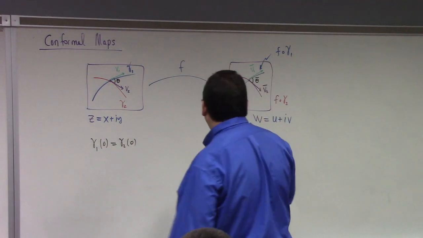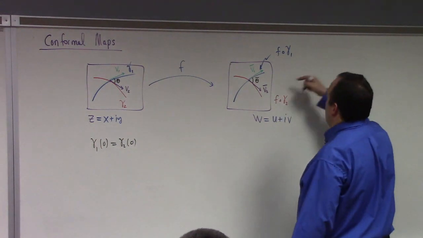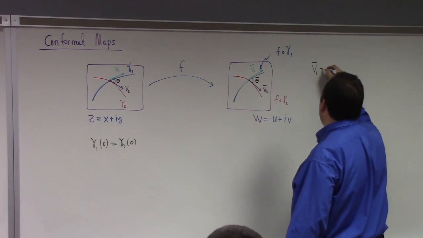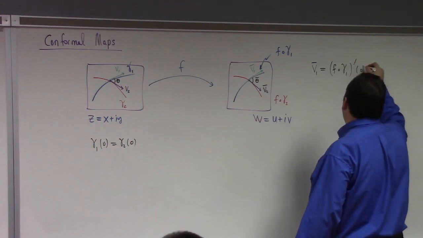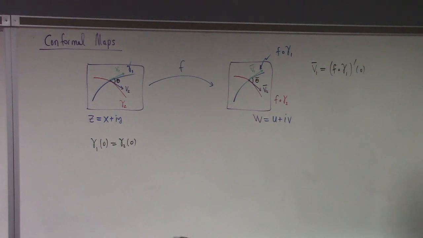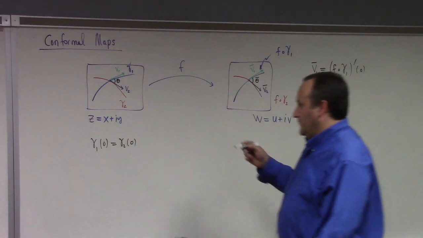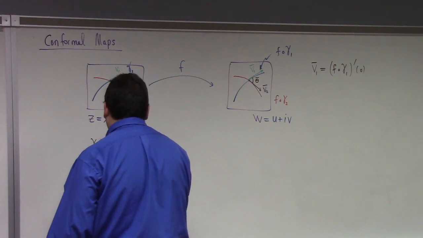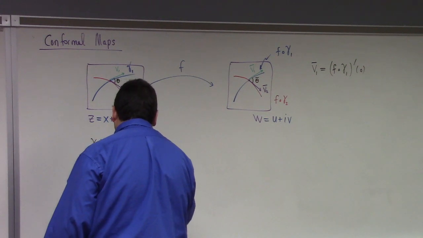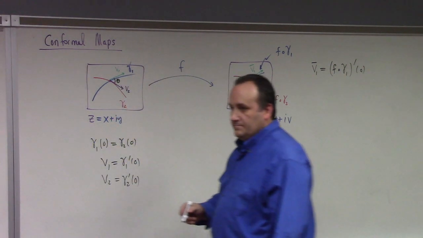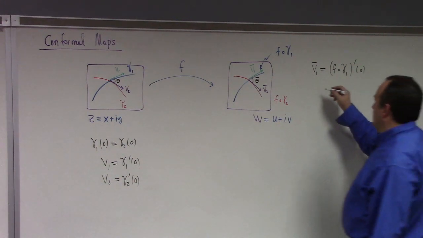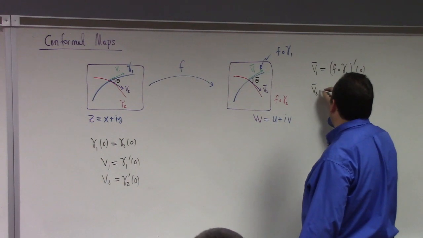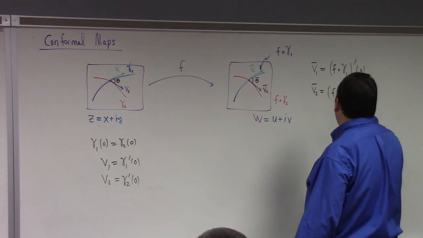Now over here, V1 bar would be f composed with gamma 1 prime of 0. And over here, V1 would be gamma 1 prime of 0. V2 would be gamma 2 prime of 0. That would be the tangent to those paths. Right? So V2 bar is, guess what? V2 bar is f composed with gamma 2 prime of 0.